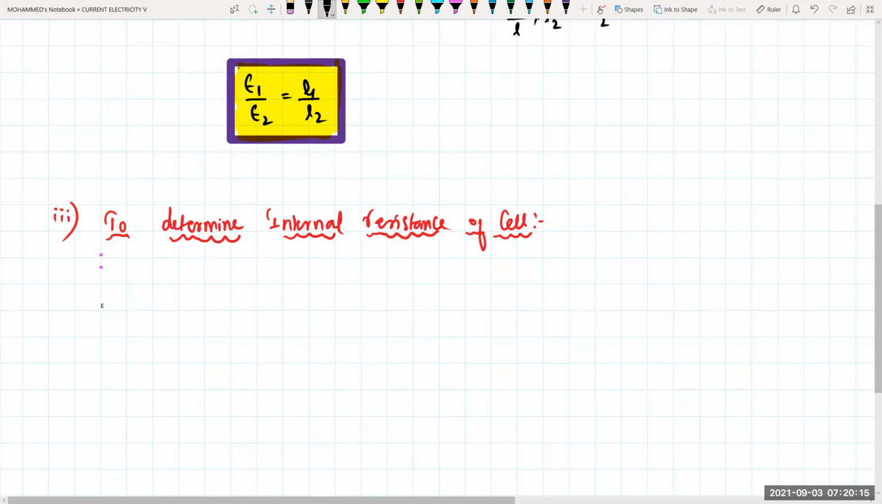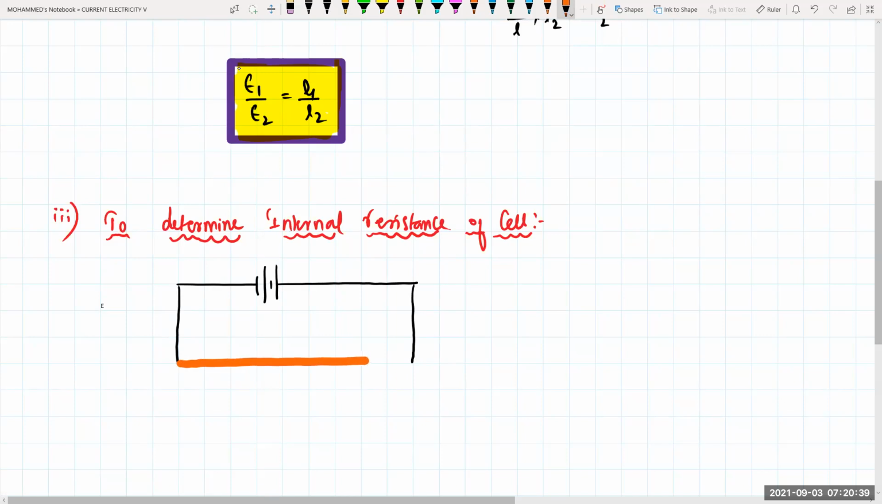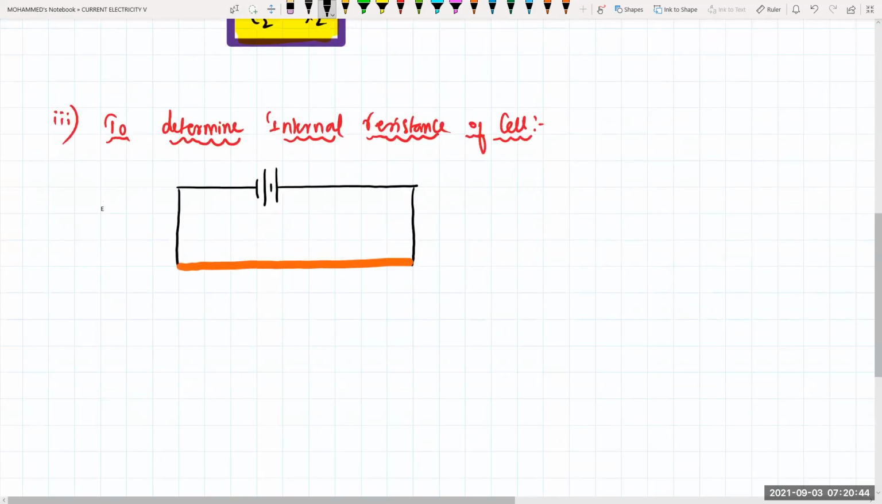And to calculate the internal resistance of the cell, again I'm taking the potentiometer. This one is the negative terminal, positive terminal, negative terminal, positive terminal, and this is connected somewhere like this. Okay, so this is your potentiometer wire. The length of this potentiometer wire is, say for example, L.